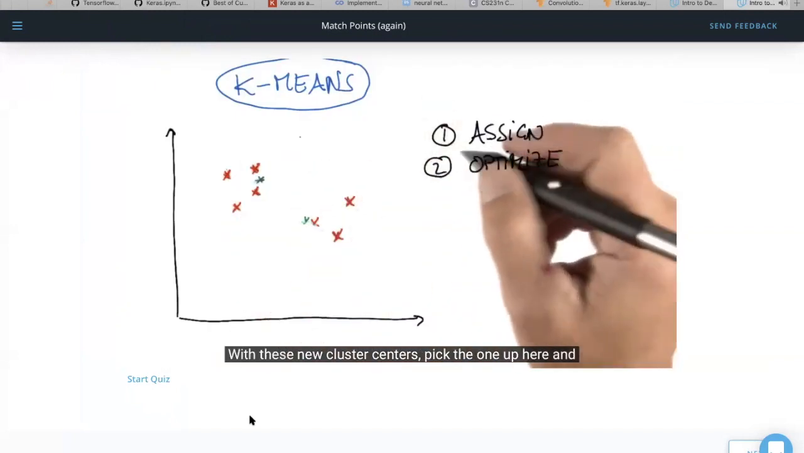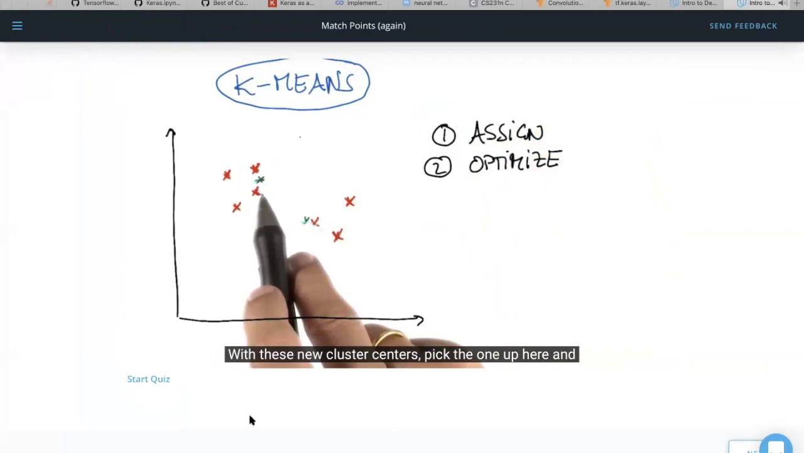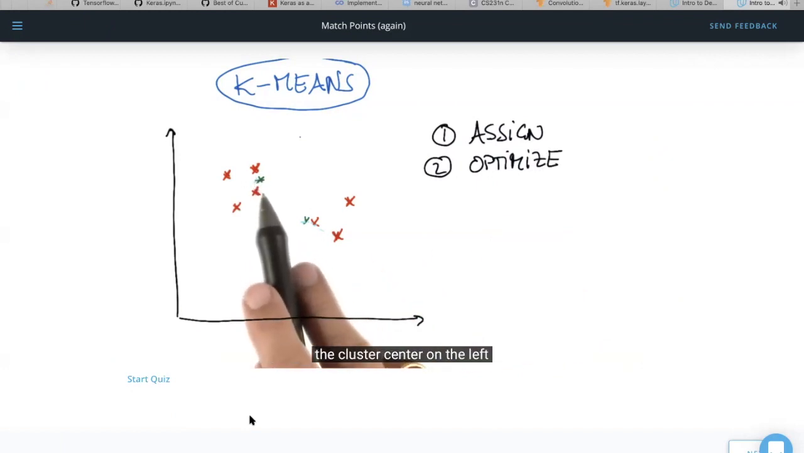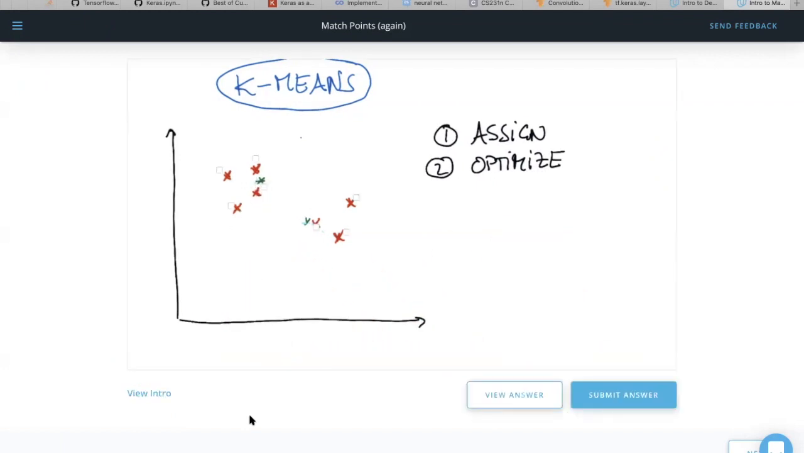So let's do it again now. With these new cluster centers, pick the one up here and click on all of the 7 data points that you now believe will be assigned to the cluster center on the left.